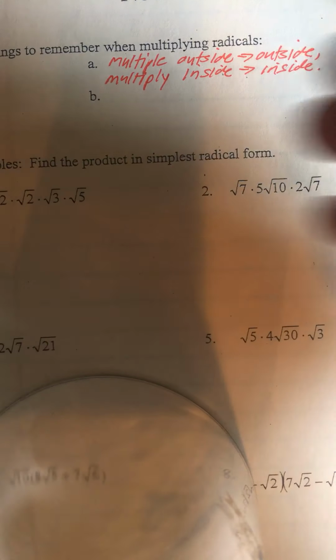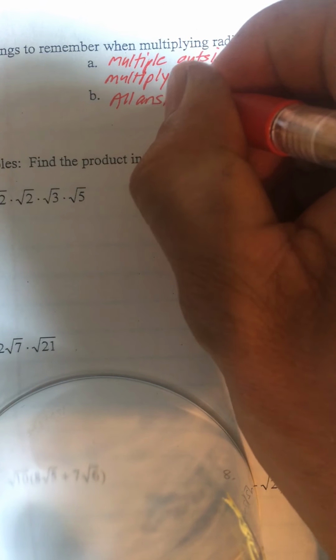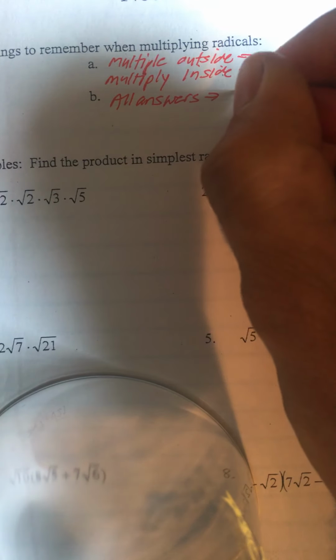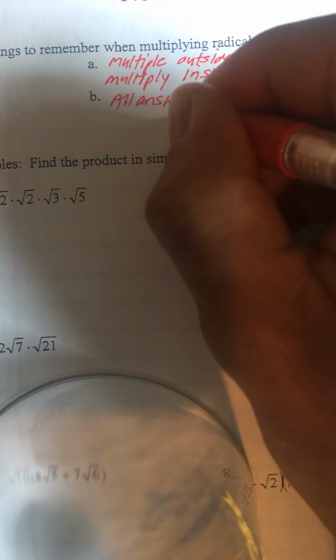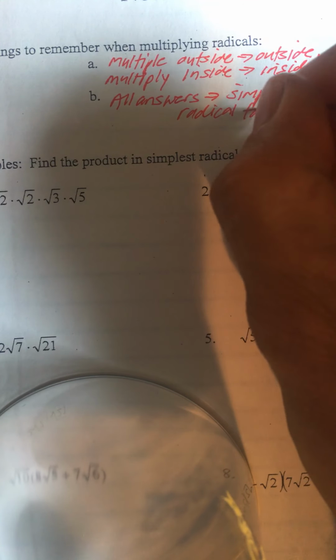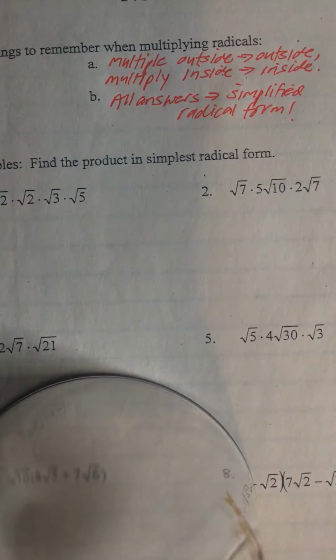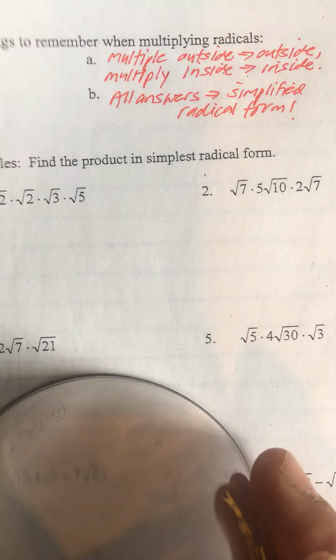The second thing is that all answers have to be in simplified radical form. Okay, and those are the two things we're going to stick by as we start working our way through.